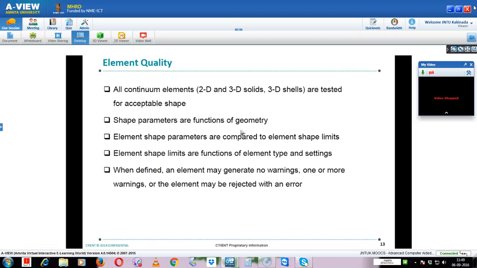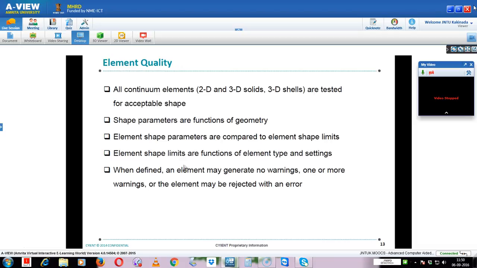Shape parameters are functions of the geometry of the element shape. Element shape parameters are compared to element shape limits. So definitely we have to check against the limits whether it is within the limits or exceeding them. If it is exceeding the limits, certainly we need to review it, whether we can keep it or need to take it out.